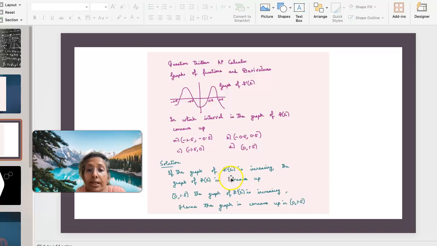So you need to remember that if the graph of f(x) is concave up, then the graph of f'(x) is increasing.